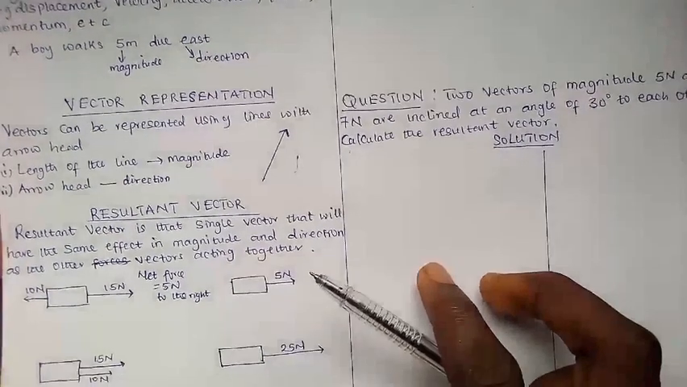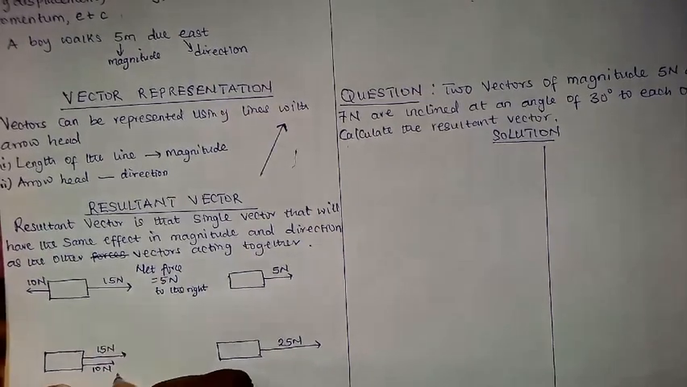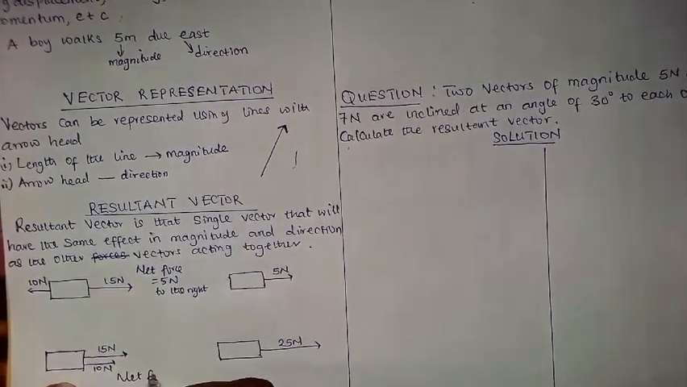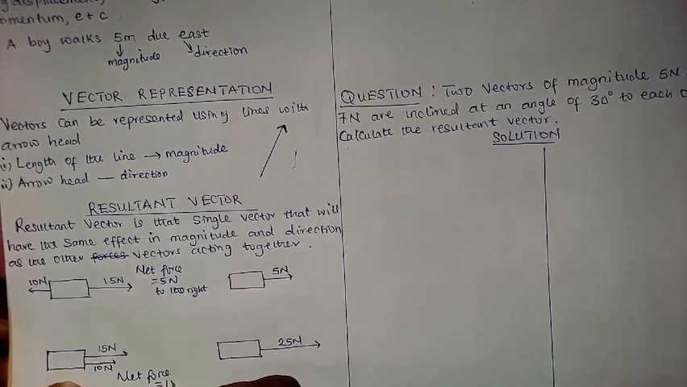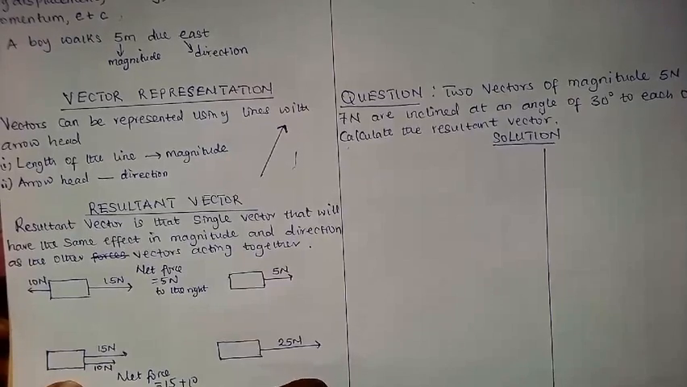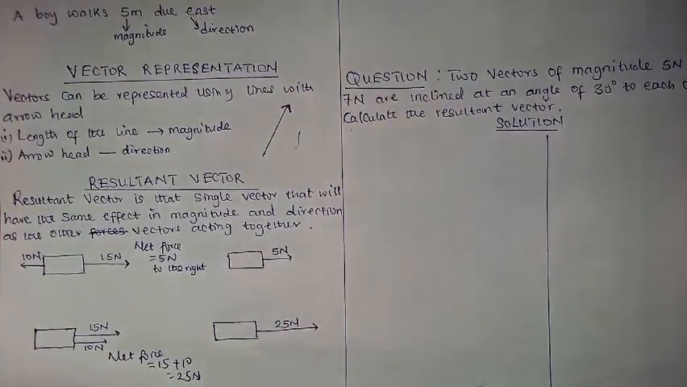Now look at another illustration. These two forces, 15 Newton and 10 Newton, are acting in the same direction. Both of them are pulling the object to the right. So which means the net force here, or the resultant force, is equal to 15 plus 10, which is what? 25 Newton.